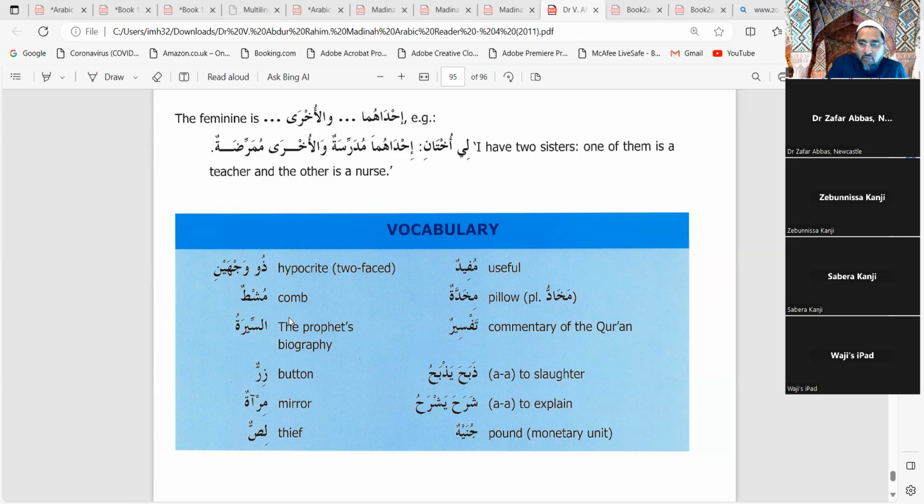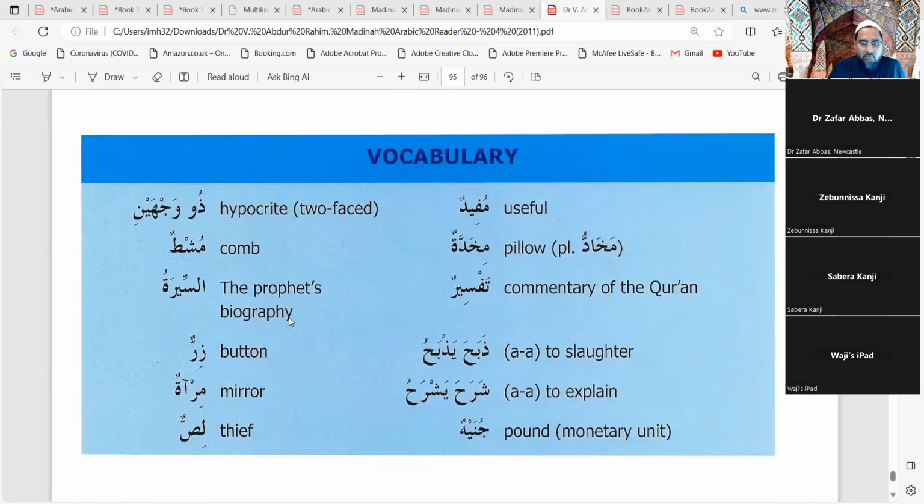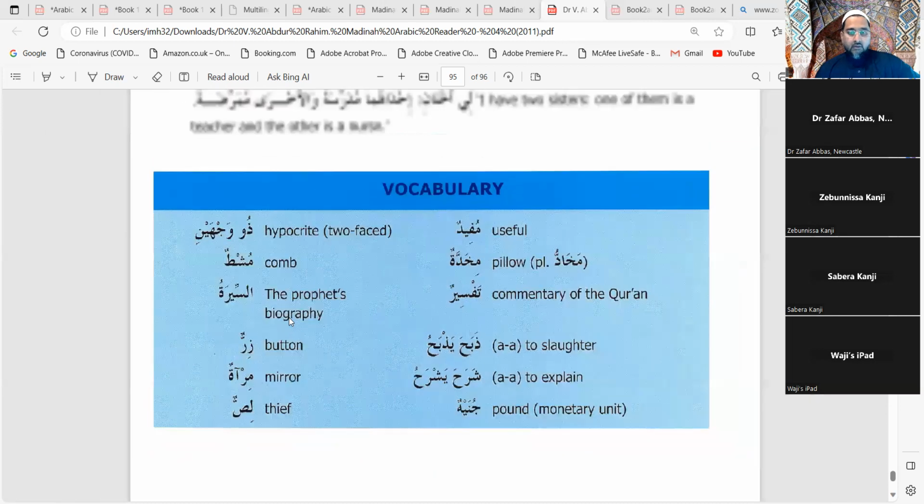Right. Okay, the vocabulary. Sister Zabunisa, can you kindly do the vocabulary, please? Assalamu alaikum. Alaikum assalam wa rahmatullah. Zu Wajhaini, hypocrite, two-faced; Mushtun, comb; Siratun, the Prophet's biography; Zirun, button; Mir'atun, mirror; Lisun, thief; Mufidun, useful; Mukhaddatun, pillow, Makhadun is the plural of pillows; Tafsirun, commentary of the Quran; Zabaha Yazhabu, to slaughter; Sharaha Yashrahu, to explain; Junaydun, pound, monetary unit.